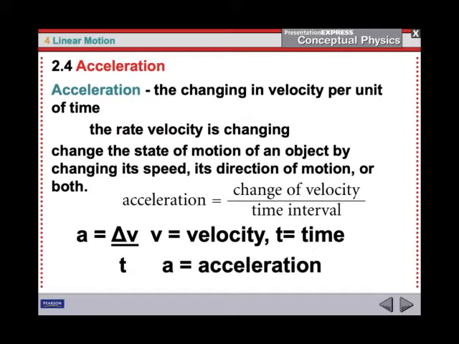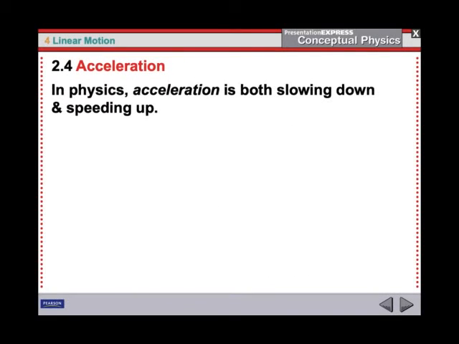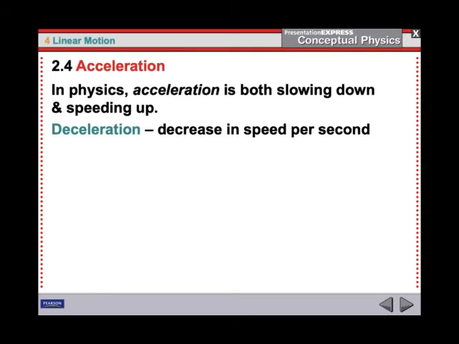And make sure that you use lowercase a, because capital A is actually area, so it has to be a lowercase a. Okay, in physics, acceleration is both a slowing down and a speeding up. We have a special word for a decrease in speed per second. It's called deceleration. But deceleration is just a type of acceleration. All speeding up, slowing down, all of that is acceleration. If you want to talk about just slowing down, it's a deceleration. Rarely do I use that term. I usually just talk about a negative acceleration, which is a deceleration.